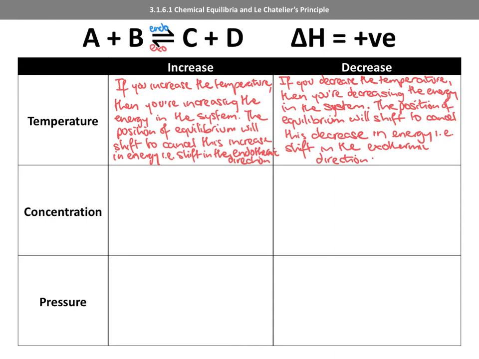So now we look at concentration. If you increase the concentration of one of the substances, the position of equilibrium will shift in an attempt to cancel this increase. That means it will shift to the other side. For example, in our equation above, if we increase the concentration of A, then the action of the equilibrium is an attempt to cancel this. So we need to reduce the amount of A. The equilibrium will shift to the other side, to the right-hand side. In effect, we will produce more of C and D.